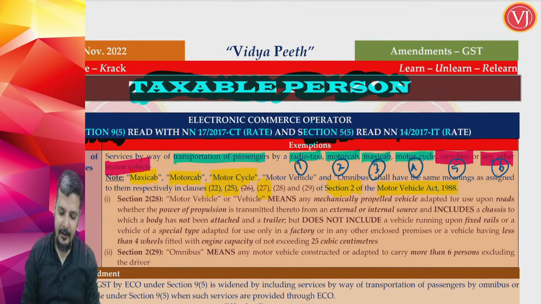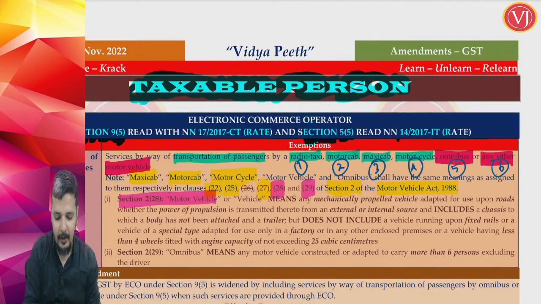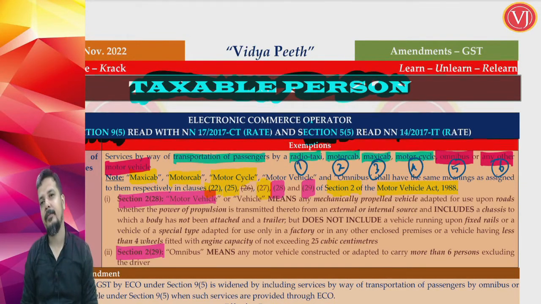Now they have added two more points, that is omnibus and any other motor vehicle. So for omnibus and any other motor vehicle, you have to refer to section 2 clause 28 for motor vehicle, section 2 clause 29 for omnibus.